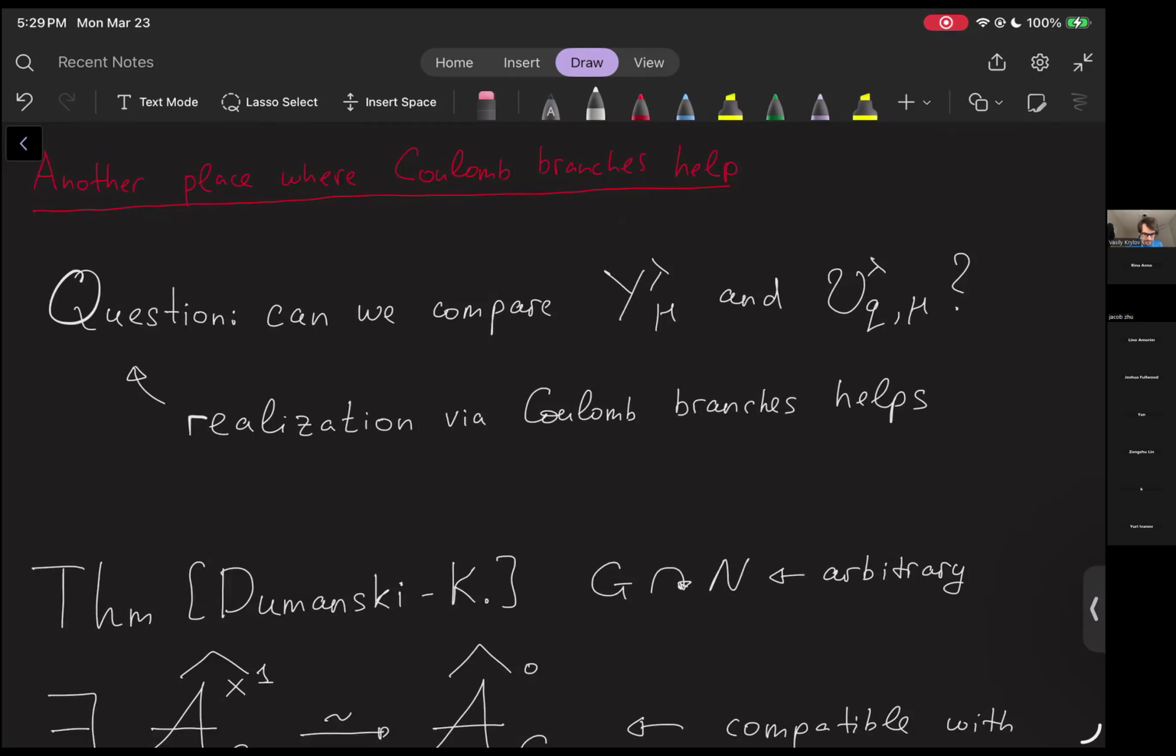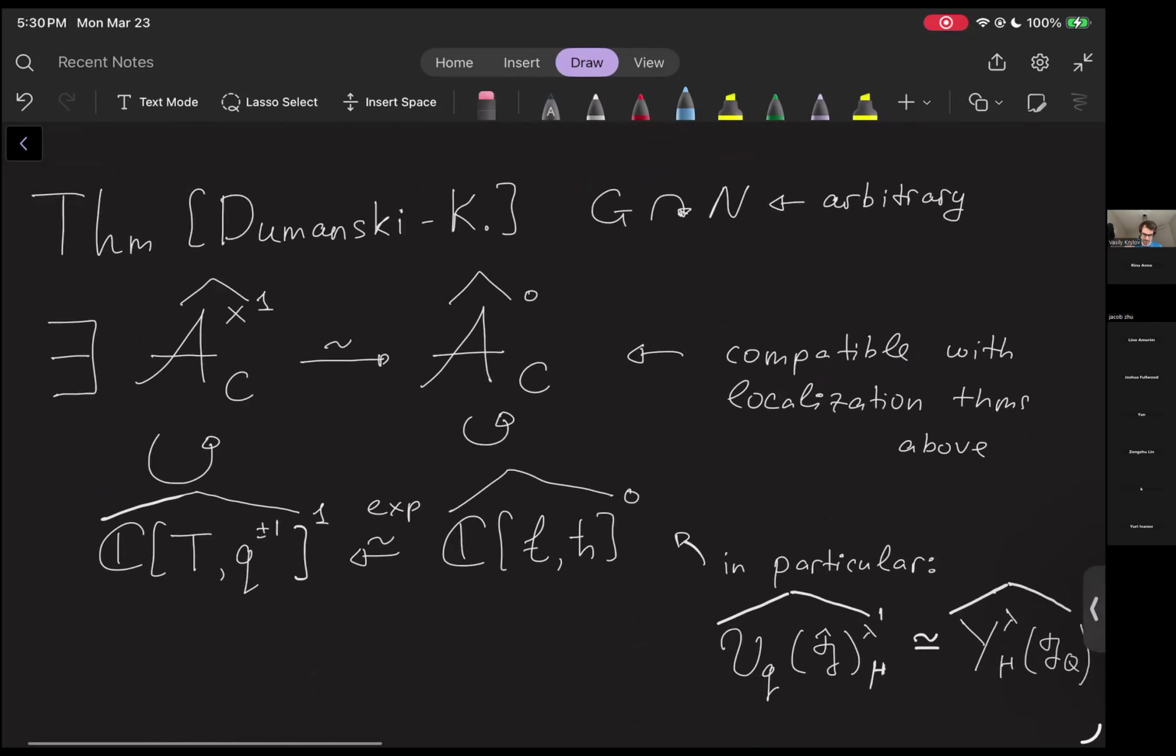So let me just finish by mentioning one reason why this Coulomb branch approach sometimes helped to resolve some purely algebraic questions. Namely, one question that one might ask is: is there a way to compare this truncated shifted Yangian and truncated shifted quantum group? And it turns out that the realization with Coulomb branches helps to answer the similar question for an arbitrary quiver, and get this comparison by substituting Q being the AGE quiver. So I just wanted to mention this.